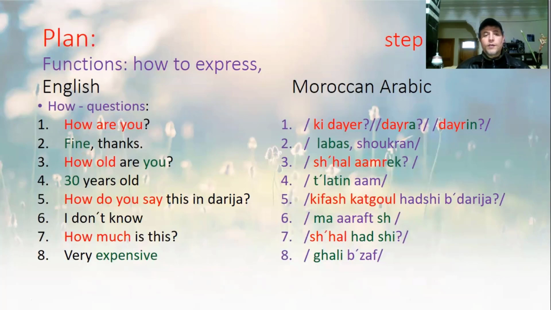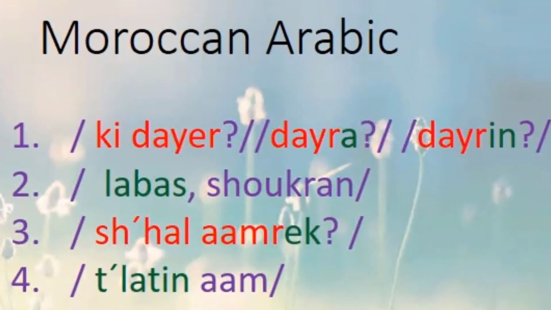So number 1, how are you? Kidair. When you're addressing a man or a boy, you say kidair. When you are addressing a girl or a woman, you say kidaira. Note we have the a suffix for the feminine, kidaira.